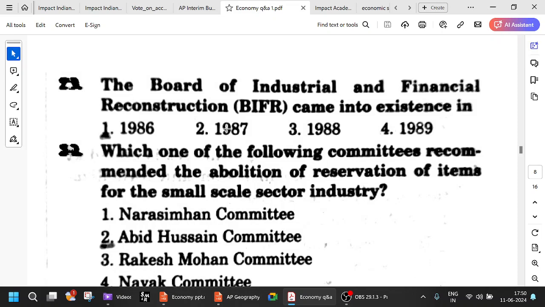So the Board of Industrial and Financial Reconstruction came into existence in 1986. Try to remember these are all before the liberalization, before the economy was opened up. These Board of Industrial and Financial Reconstruction, SIDB and all, Small Industry Development Bank, SIDB and all those things are very important. Just go through. So this BIFR is 1986.